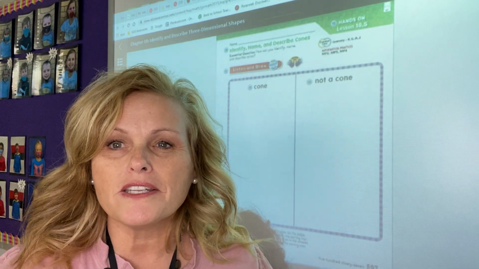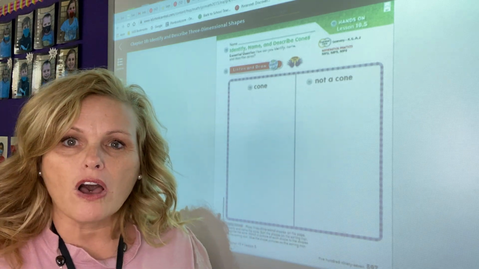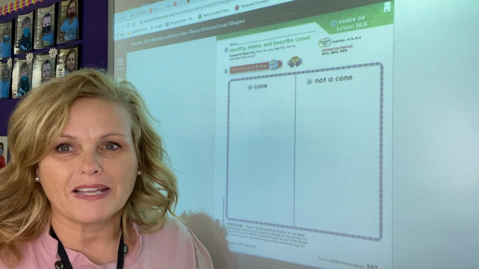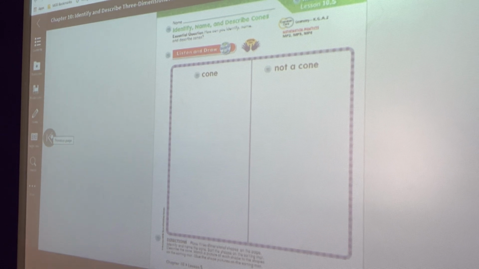We are going to continue in our series with three-dimensional shapes, and today we are going to talk about a cone. Are you ready? Let's get started. You should have your math workbook open to page 597. We're getting close up to those 600s.